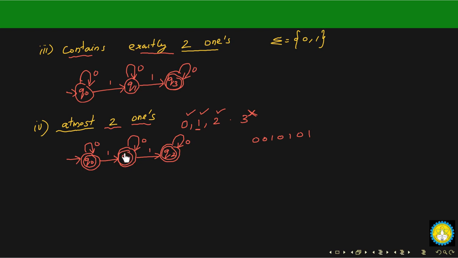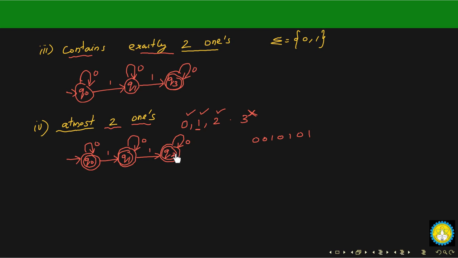Then you see a 0, so you'll be at Q1 itself. Then you see one more 1, so now you are at Q2. From Q2 you see one more 1, and the problem here is that the transition for Q2 on 1 is not defined.